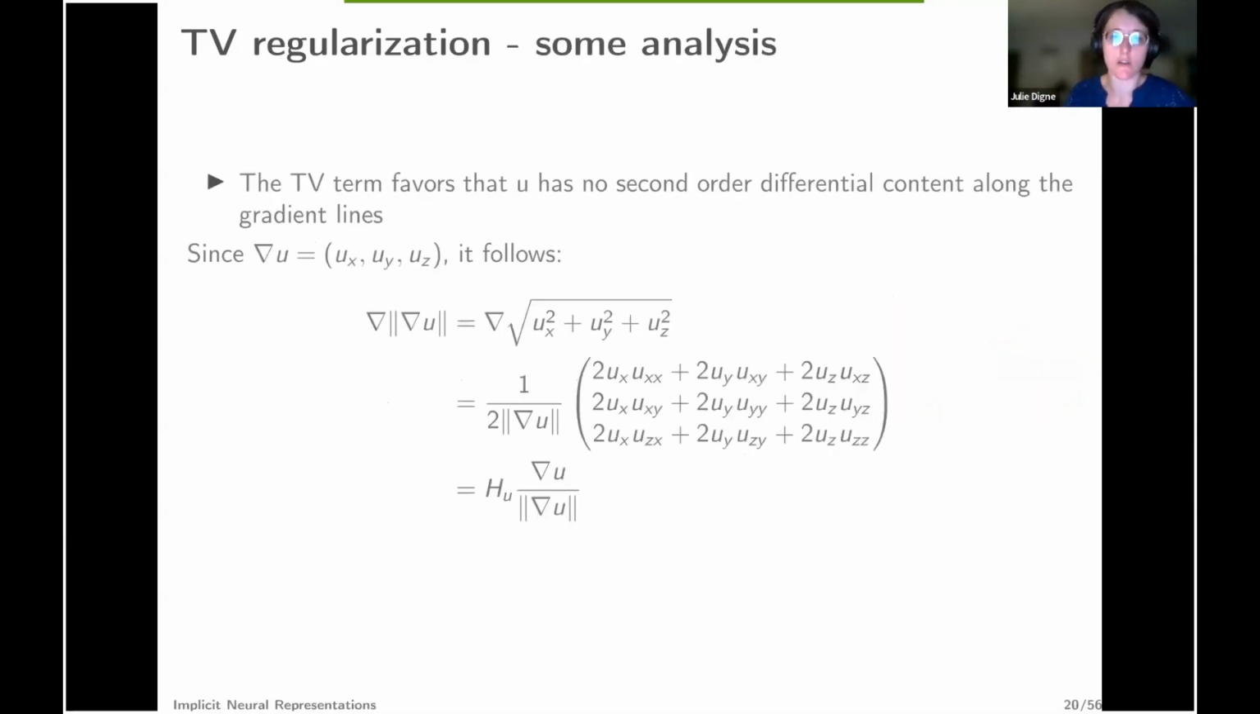But it still was a good intuition, because if you do some very easy math, what you see is that the TV term actually favors that the function has no second order differential content along the gradient line. So what it means is that you enforce it to have no curvature, so to be basically constant along the gradient lines. That makes sense, because we want it to be basically one and then change in a very localized manner.